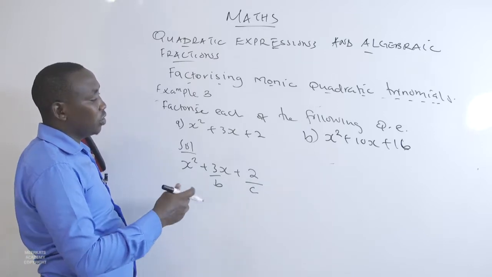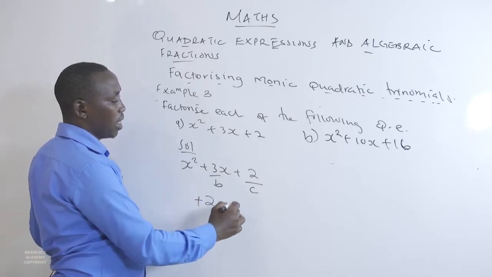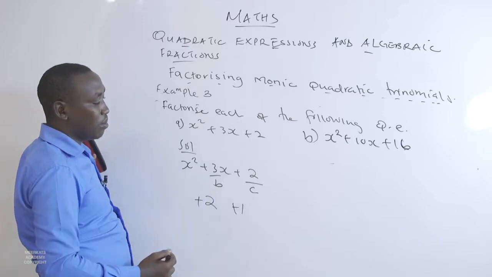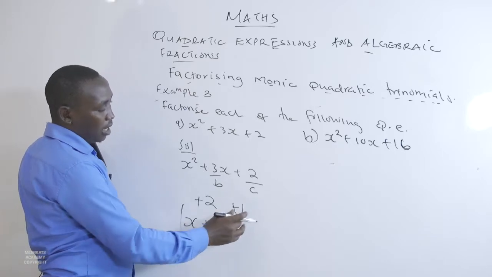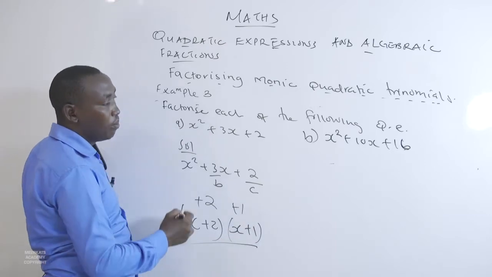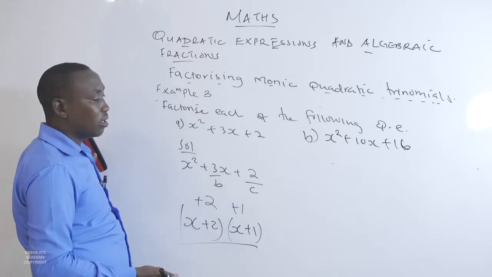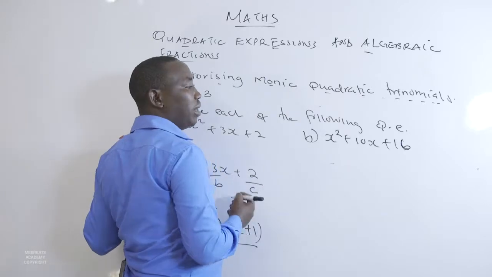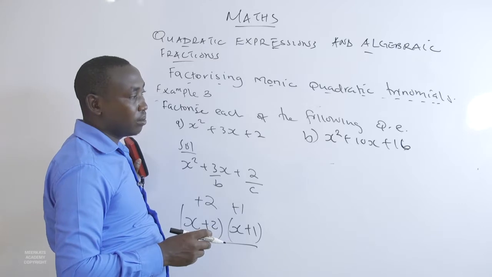You'll discover that these two numbers are positive 2 and positive 1. So we simply put them into brackets beginning with x, so this will be x plus 2. This one will be another one, that is x plus 1, in another bracket. So it's as easy as that. For part B, we have x squared plus 10x plus 16.